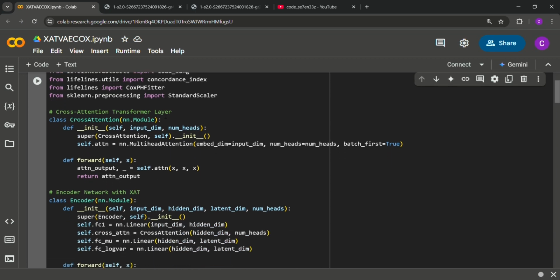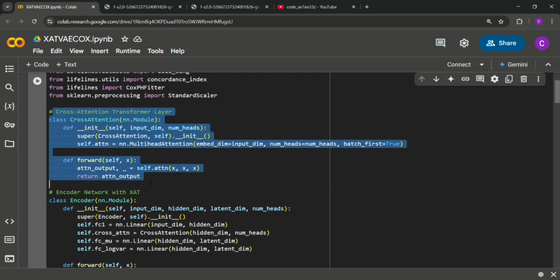Cross-attention transformer layer. The class implements a cross-attention transformer layer. It uses PyTorch multi-head attention to learn dependencies between input features. It improves feature representations before feeding them into a VAE.